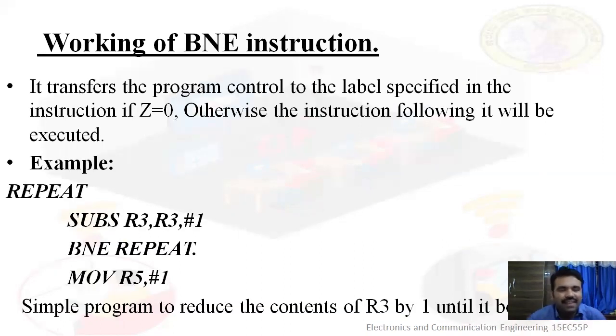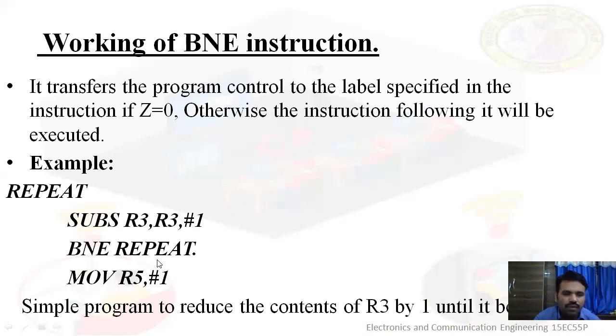Next, the BNE instruction. Actually, it is used for checking the loop counter in our program. So it takes the control to the label specified when the zero flag is equal to 0. Otherwise, the execution continues with the next instruction, or the instruction following it.